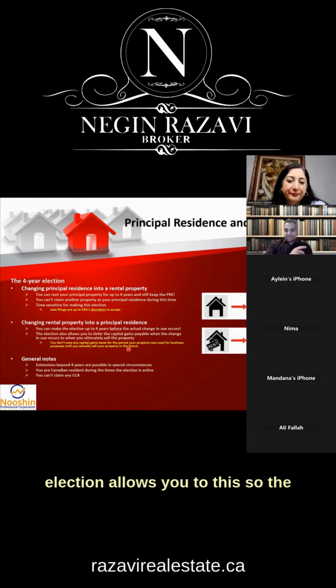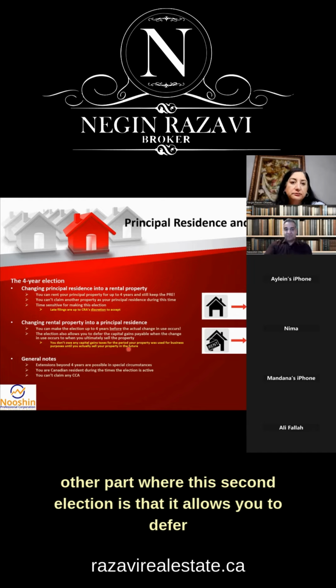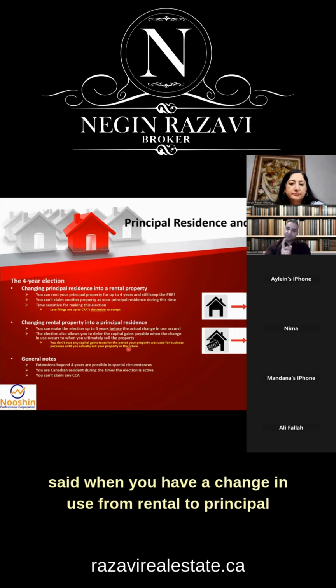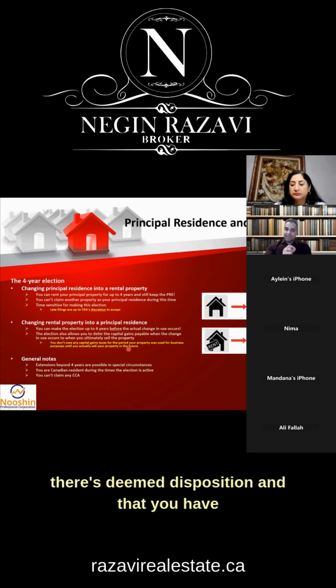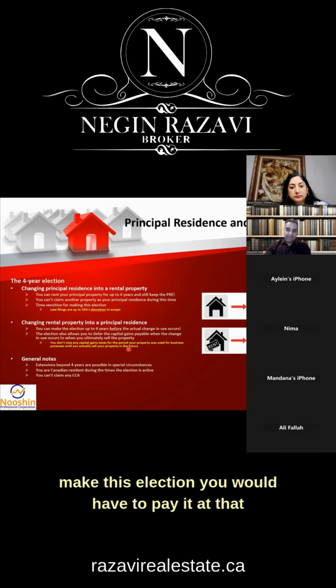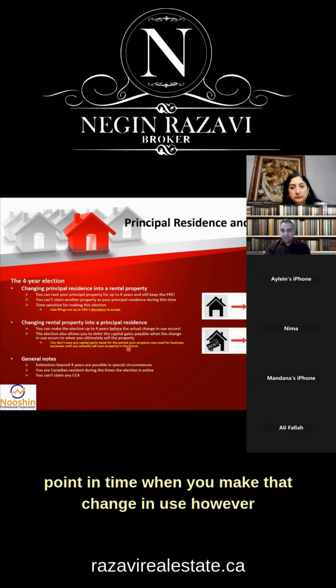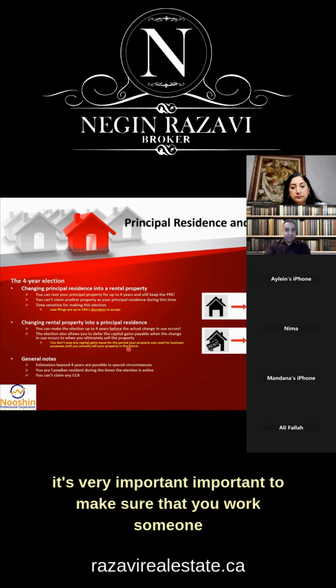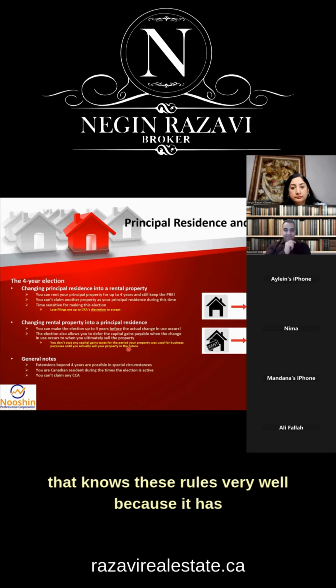The other part with this second election is that it allows you to defer the capital gains. So if you recall, I said when you have a change in use from rental to principal, there's a deemed disposition and you have to pay capital gains tax on it. If you don't make this election, you would have to pay it at that point in time when you make that change in use. However, if you make this election, it also allows you to defer that capital gains tax until you actually sell that property. So it's very important to make sure that you work with someone that knows these rules very well, because it has very heavy implications on your property.